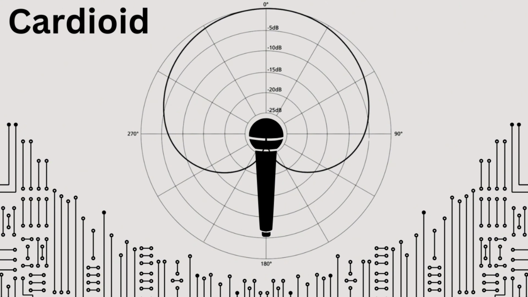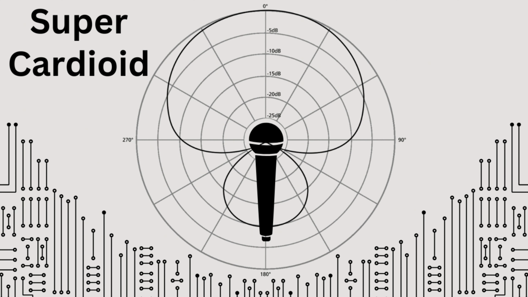A cardioid polar pattern means that the microphone captures everything in front of the microphone and nothing out of the rear of the microphone. A cardioid polar pattern is probably going to be the most common polar pattern you're going to see between condenser and dynamic microphones. They're really good when you need to capture things up front and there's moderate background noise happening in the environment.